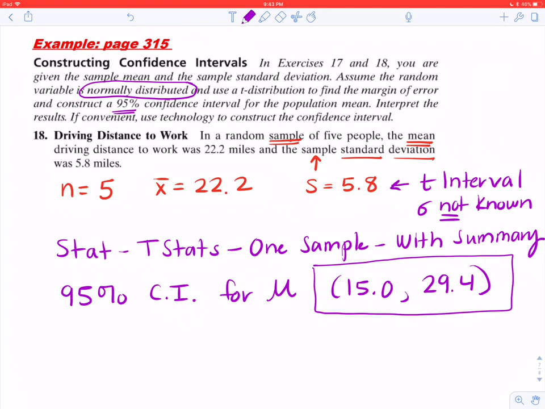The interpretation is the same. So as far as, what does this mean? The sample distance was 22.2 miles, but only for these 5 people in the sample. Sample mean.